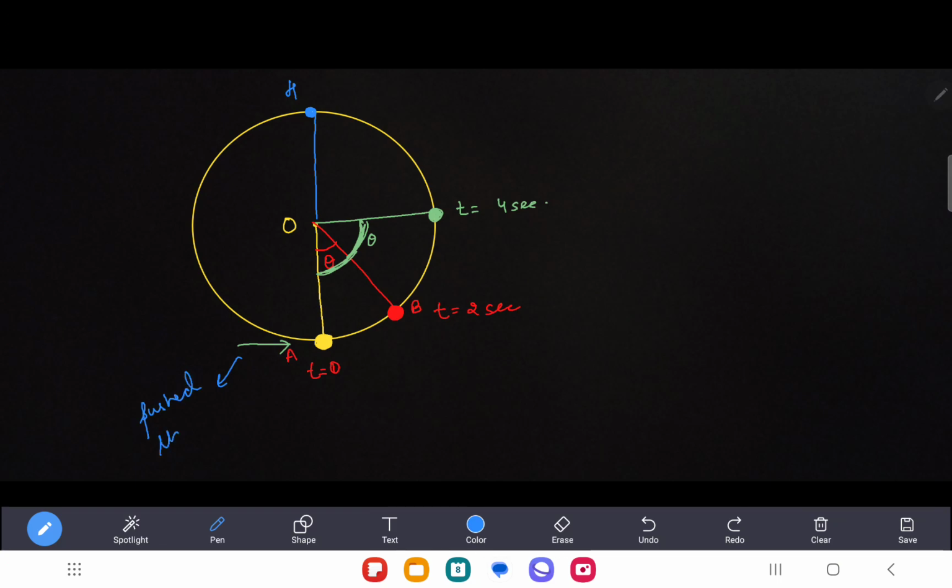We have pushed the bob harder. Why? So that it can loop the loop. Understood or not? Yes. Now, what is happening here?